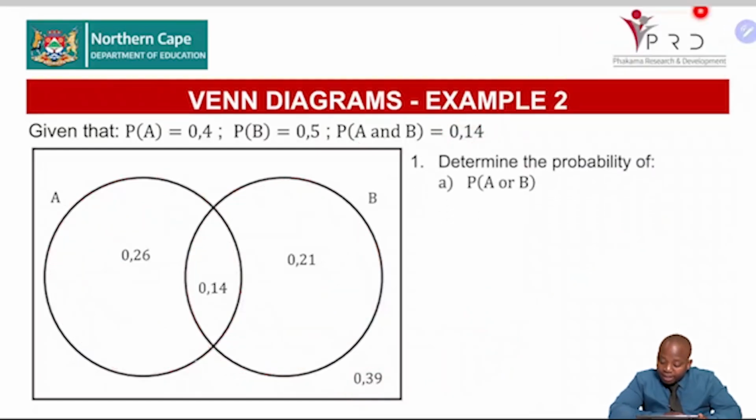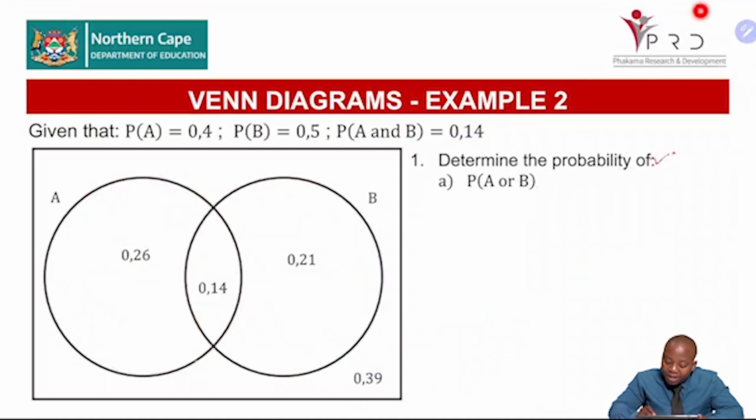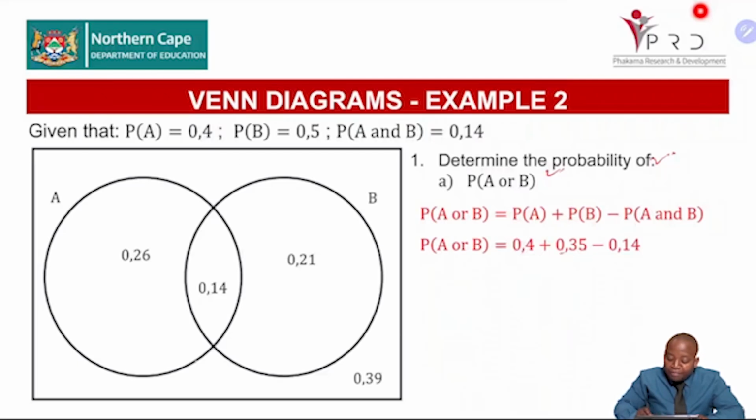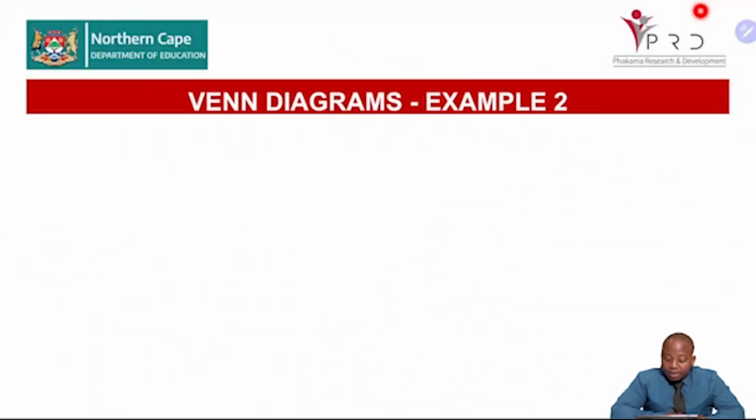So we are now going to determine the probability of A or B. We are going to use the addition rule: probability of A or B is equal to probability of event A plus probability of event B minus probability of A and B. The probability of A alone is 0.4, probability of B is 0.4, it is 0.5 minus the probability of A and B, which is 0.14. Then the probability of A or B is going to be 0.61 in this case. Let's move on.